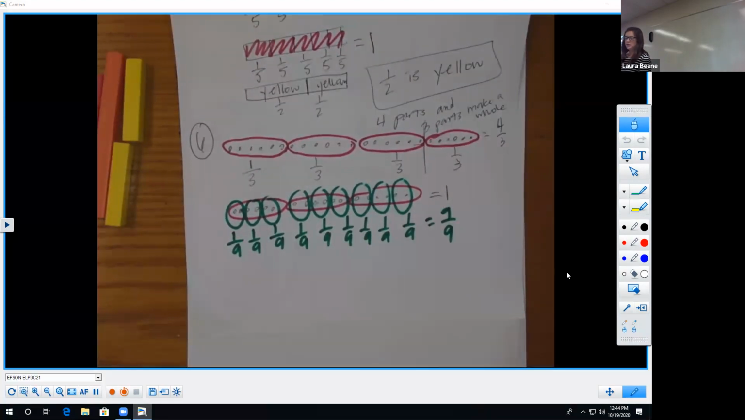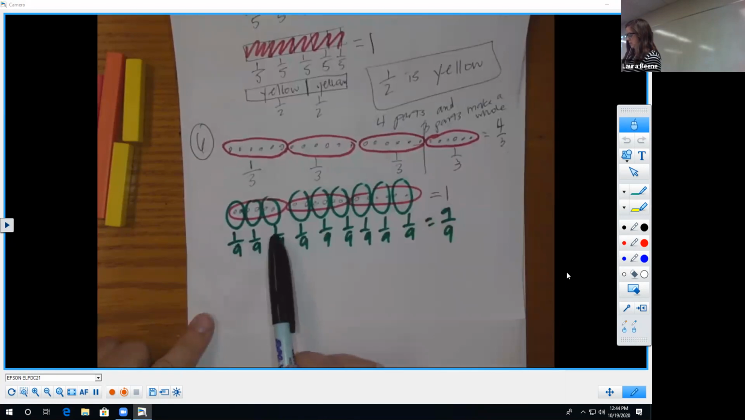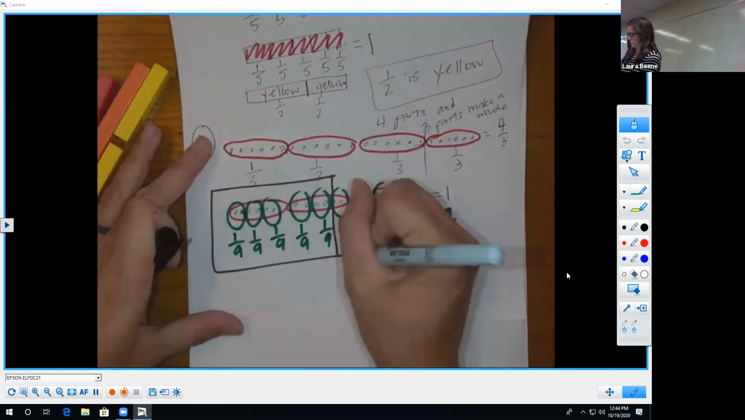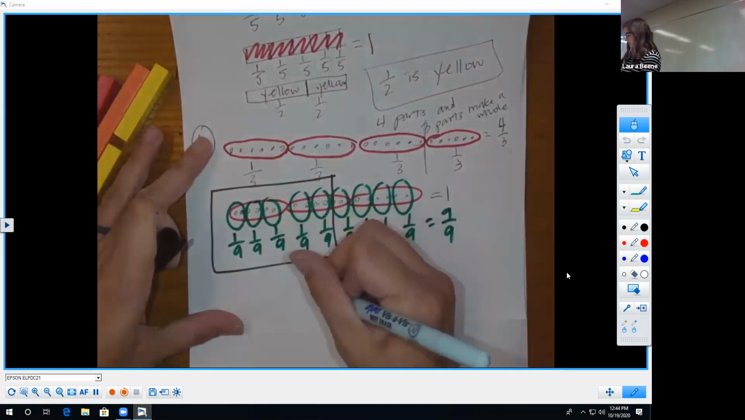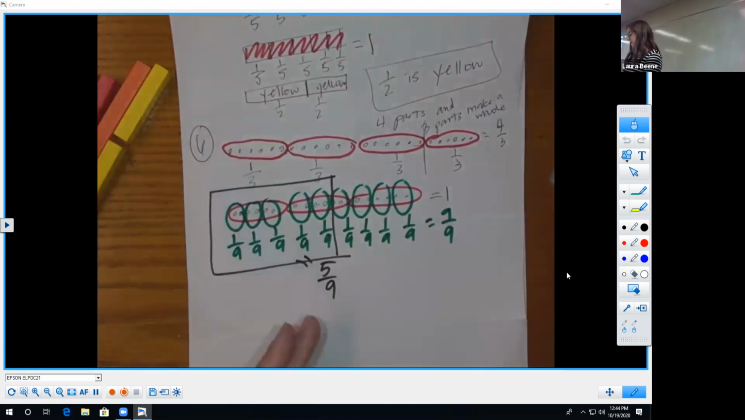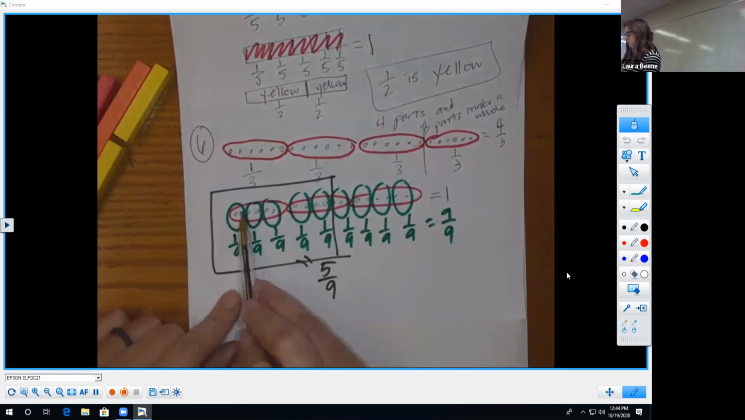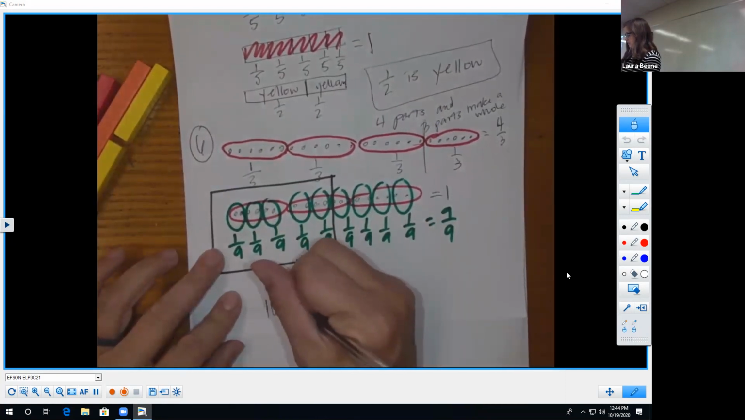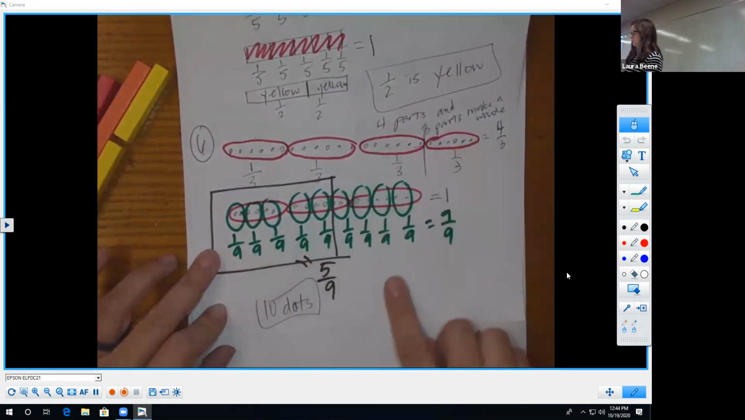Yeah, and my answer is, it asks for 5/9. So 1, 2, 3, 4, 5. So just that part is your answer. You could leave that right there, or how many dots is that? 2, 4, 6, 8, 10 dots. You could also just write 10 dots, as long as you show all that work as your answer.